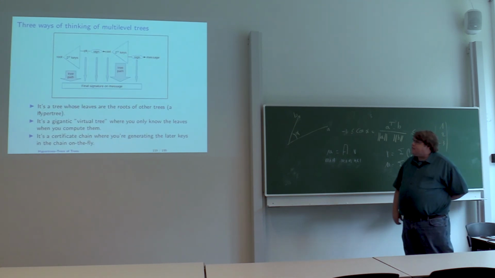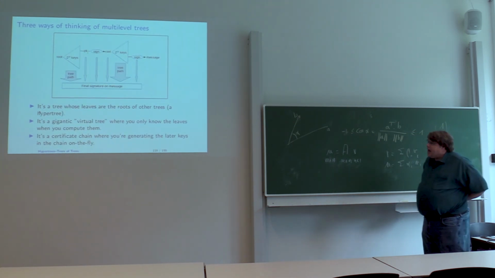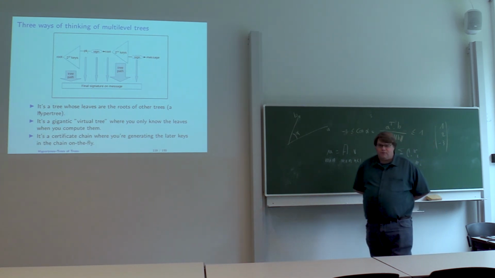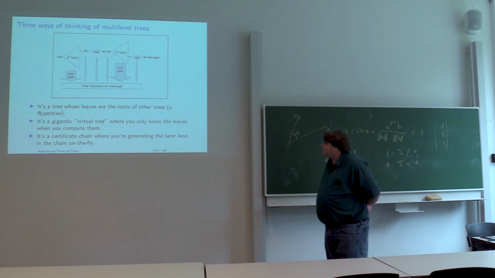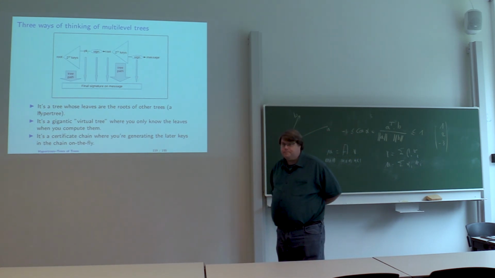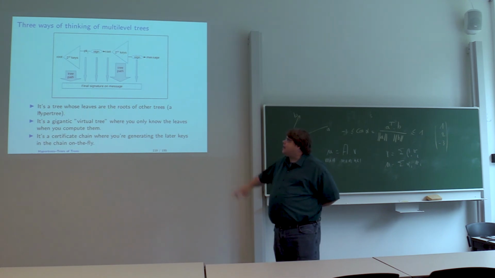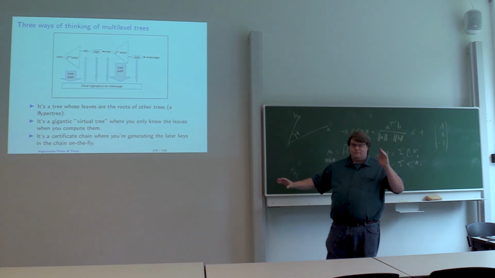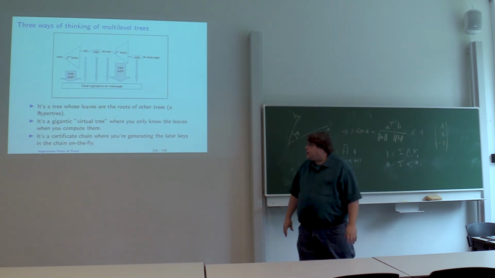So thinking about these multi-level trees, I kind of hop between 3 different representations of them in my head. Okay, 3 different ways of thinking about them. One way is just thinking about it as a tree of trees. Okay, it's a hypertree. And that's sort of intuitive when you're looking at it this way, right? We just have multiple trees nested, so each leaf is the root of another tree.